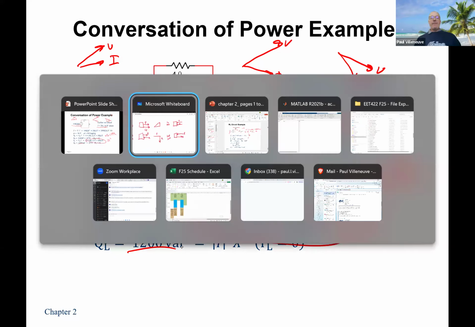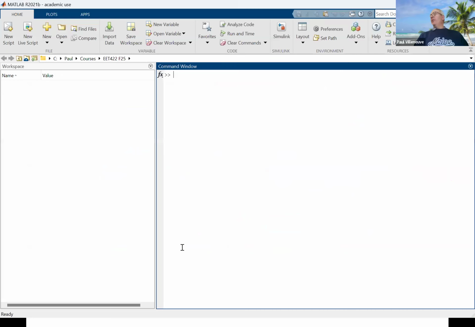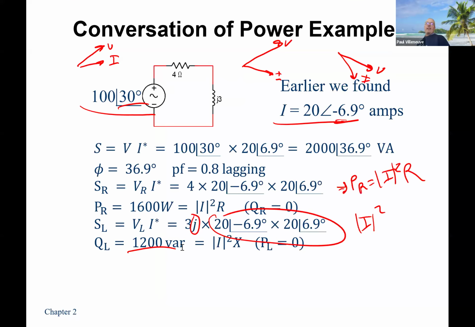Nobody wants to do that? You'll do it? We'll do it together. What is it? 1600 plus J1200. Is that what you got? About that. 1600 plus J1200 matches. 1600 plus J1200.